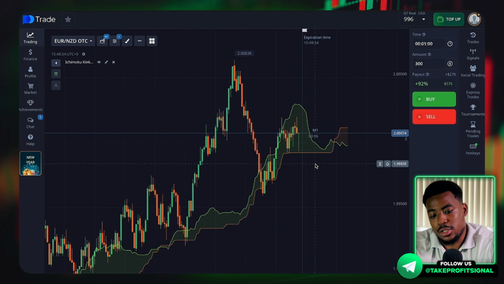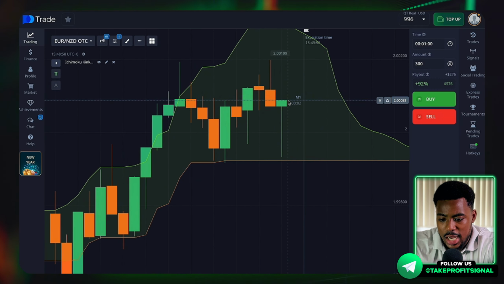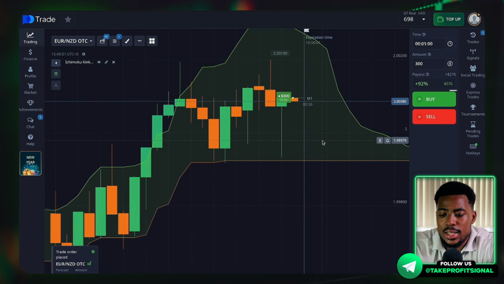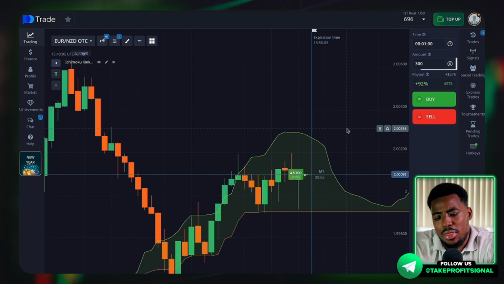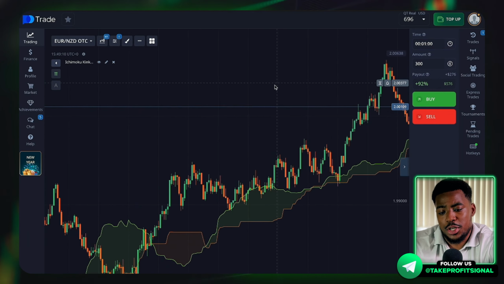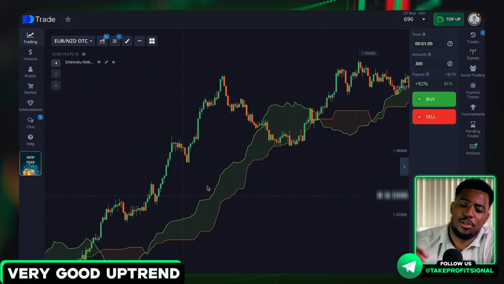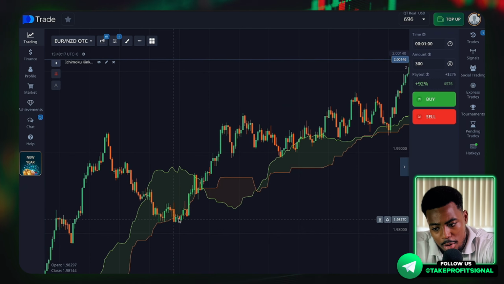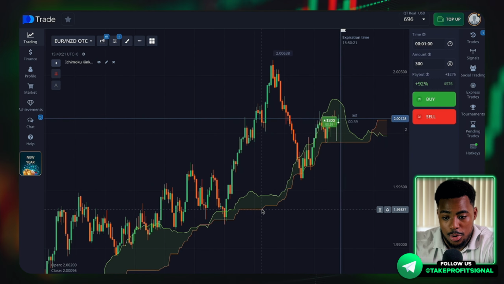And here is the first situation we have. I wait until we have this Japanese candle, and in 1 second we enter the first trade for 1 minute. I have a trade amount of 300. So what can we observe here? First of all, we have a very good uptrend, and if you look over several hours, we have never gone beyond the lower line of this indicator.